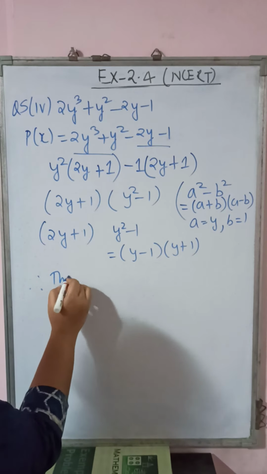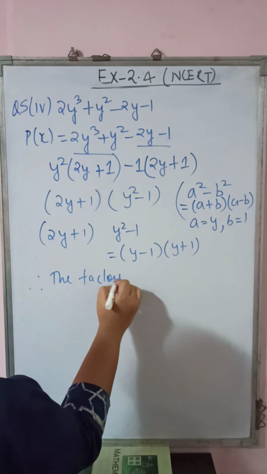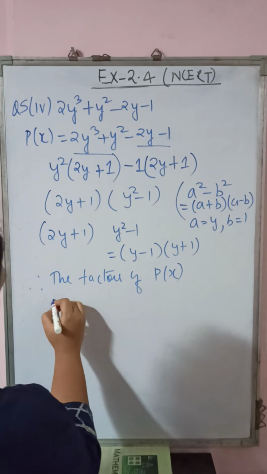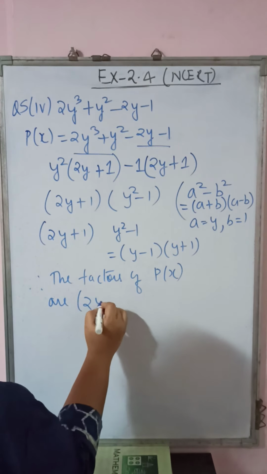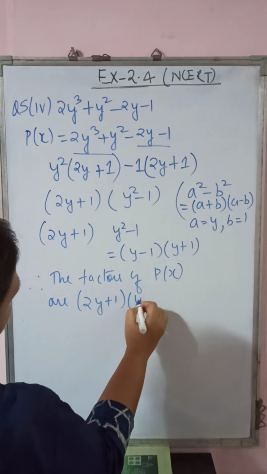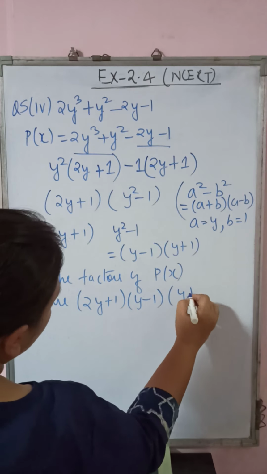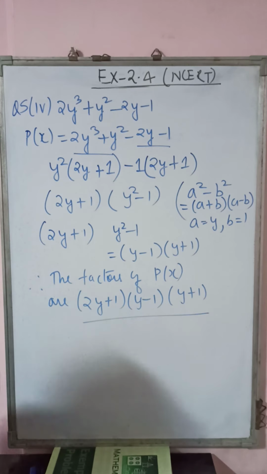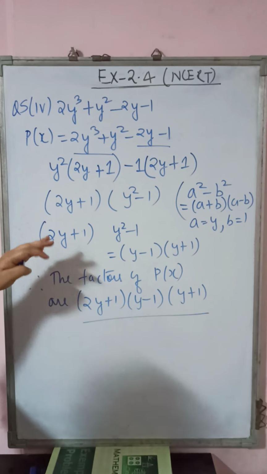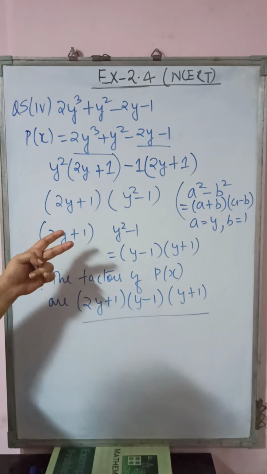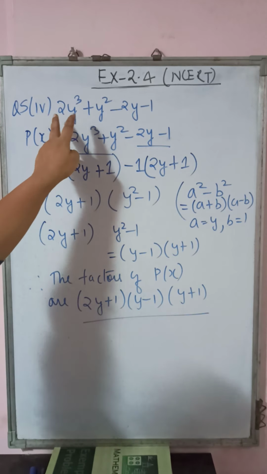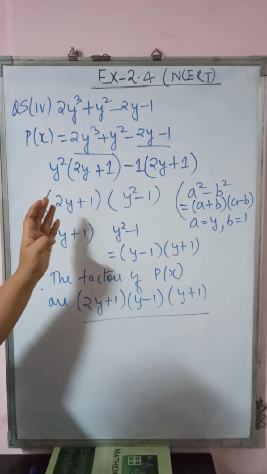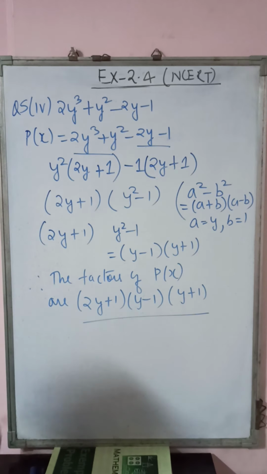Therefore, the factors of p(x), okay, are 2y plus 1, y minus 1 and y plus 1. So it is a very easy method, but it is not applicable to all polynomials. This method you can use only in those polynomials where after grouping two terms together you can find something common. Okay, so that's why I have used this method for this question.